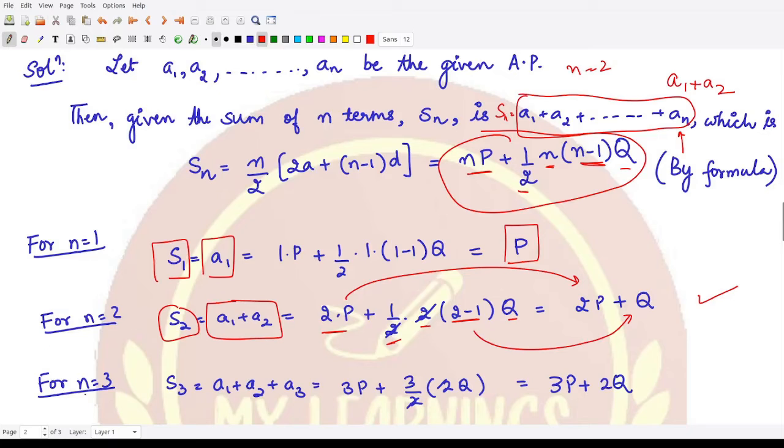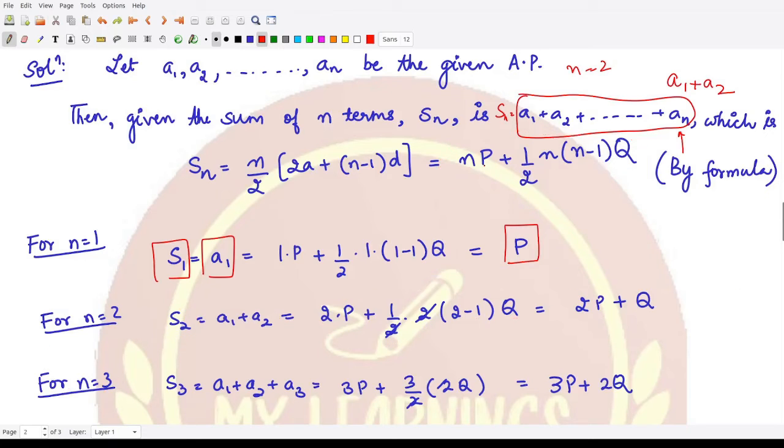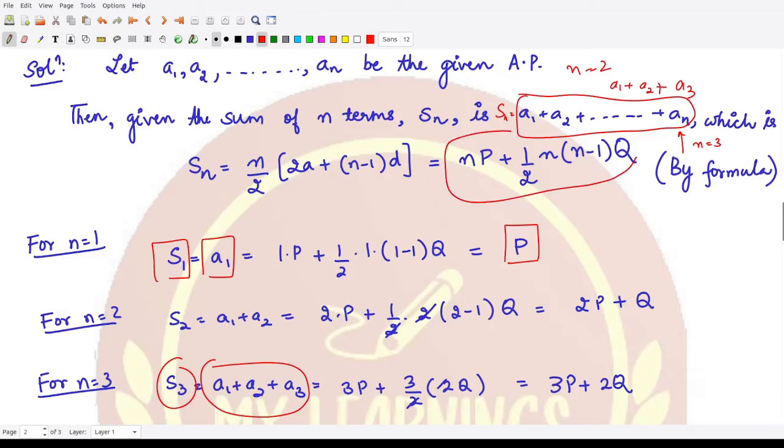Similarly, we can calculate for n equal to 3. For n equal to 3, our Sn, we are going up to a3, so we would have a1 plus a2 plus a3 in the sum, correct? So here also we can put the value of n as 3, so that we have 3p plus half 3 minus 1, that is 2q. This 2 and 2 cancel with each other. So we are having here the value as 3p plus 3q, here it should be 3. So we have 3p plus 3q as S3.